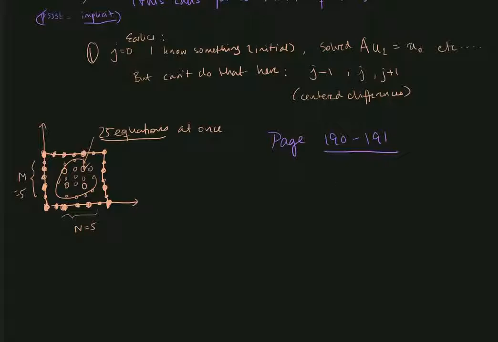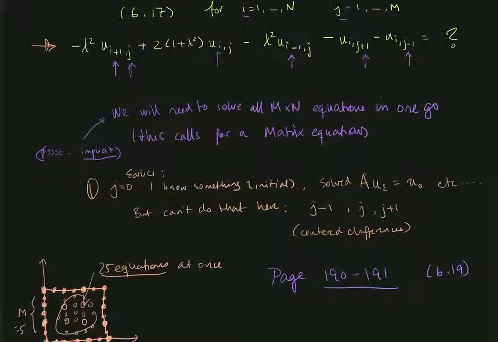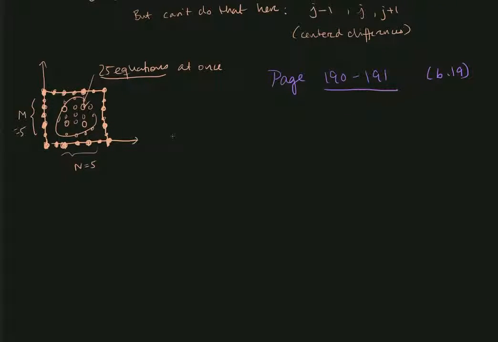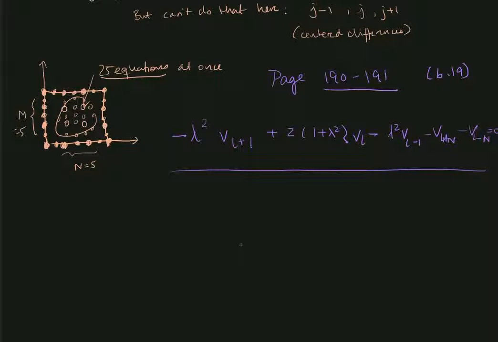Essentially what we want is to end up with equation 619. So the answer is more or less already given. We want to go from what we have in 617 and change it into what we have in 619, where we index by L instead. So we have minus lambda times V L plus 1, plus 2 times 1 plus lambda squared V L, minus lambda squared V L minus 1, minus V L plus n, minus V L minus n, is equal to 0. We want to end up with this thing here, and in our case it's not 0. On the right-hand side it's equal to something that you find out on your own.